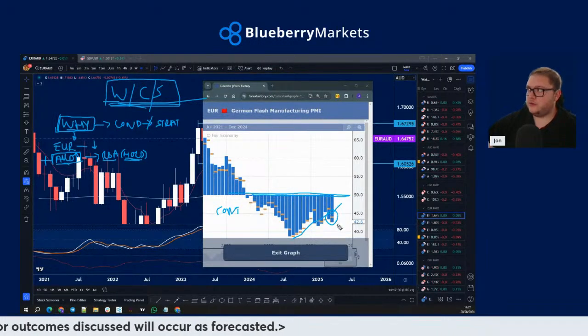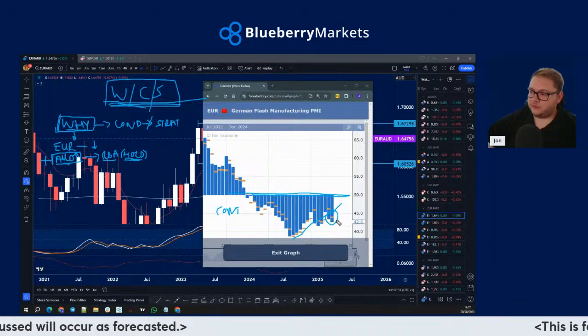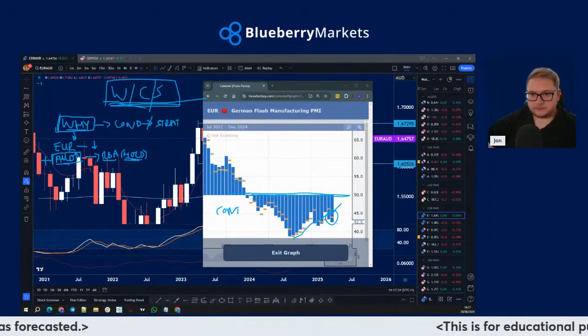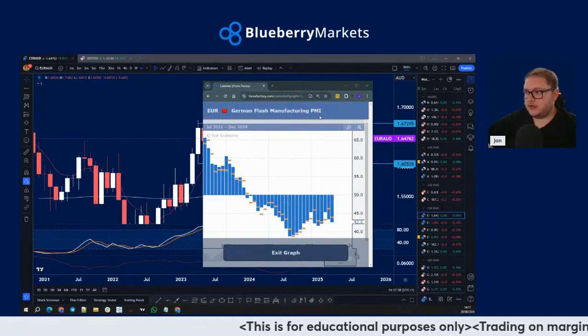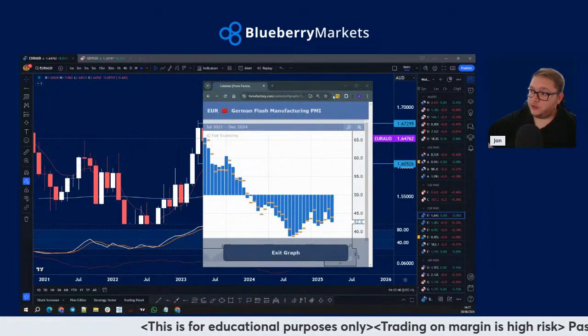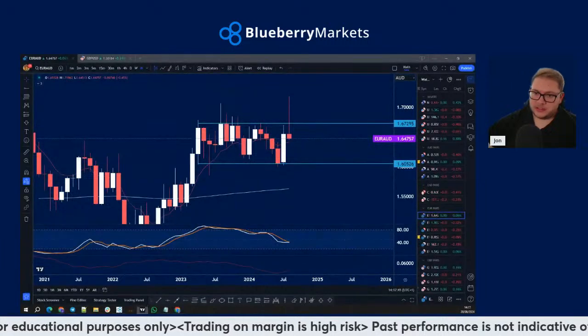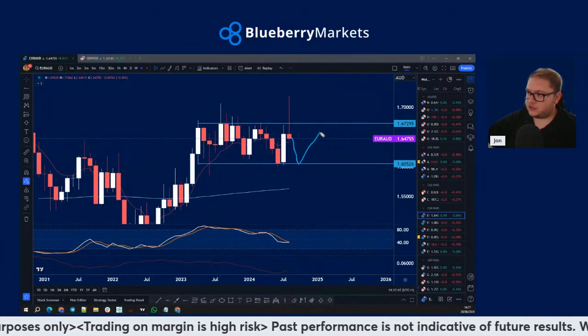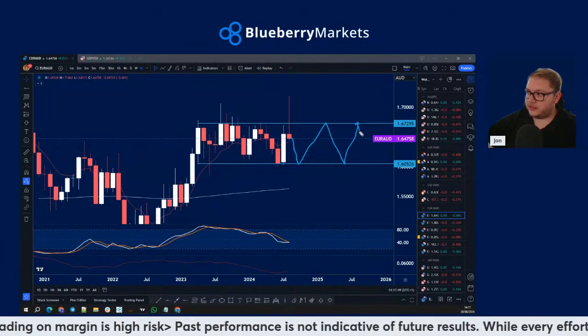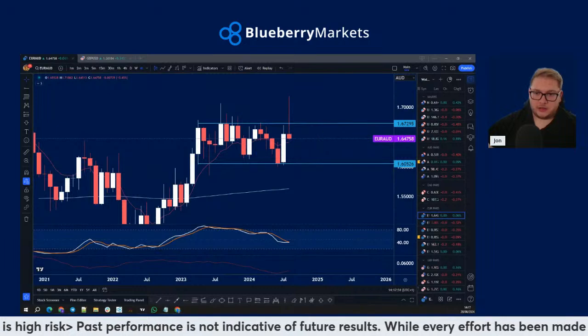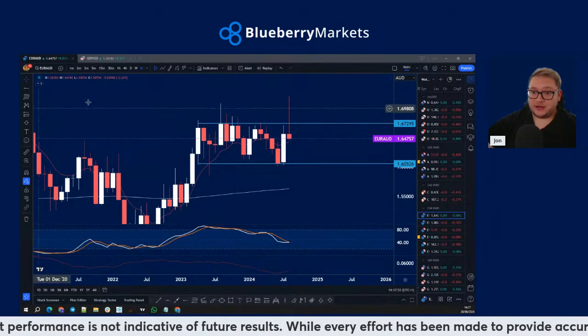So if we get another one that beats those forecasts to the downside, I think that could put some significant pressure on the euro. Okay, so that's what I'm kind of looking at here. Will Euro Oz, in my opinion, stay within this trading range? Potentially there's a good chance that could happen.